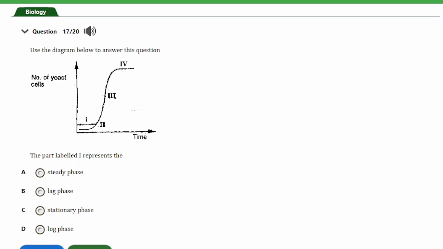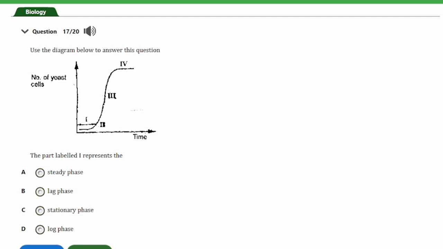Question number 17. It says, use the diagram below to answer this question. So here we have a diagram, more like a graph, and vertically upwards we have number of fused cells, and then horizontally on the x-axis we have time. So we'll see the graph curving upwards with an increase in time. We'll see the number of cells rising until it flattens. So guys, let's look at what we are asked to do here.